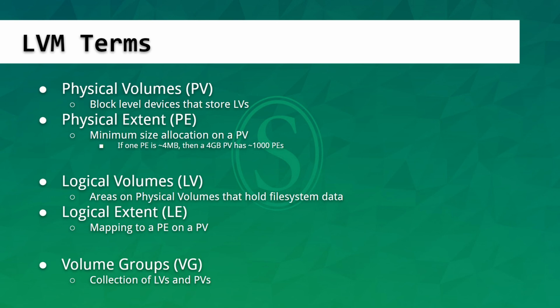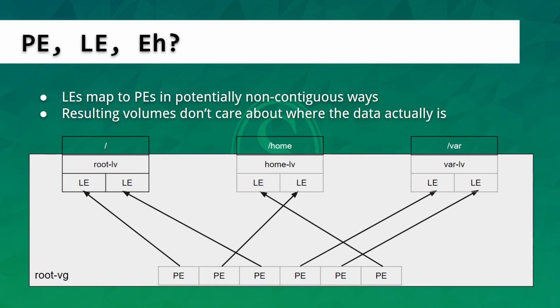Then we have logical volumes, LVs. These are areas on physical volumes that hold file system data. This is where we will install our file system and thus our operating system and our files. Logical extents are a mapping, not necessarily one-to-one, between the physical extents on a physical volume and the logical volumes. And then volume groups, VGs, are the collections of logical volumes and physical volumes. So it sort of tells the system what physical volumes a logical volume can correlate to. And we'll see that now.